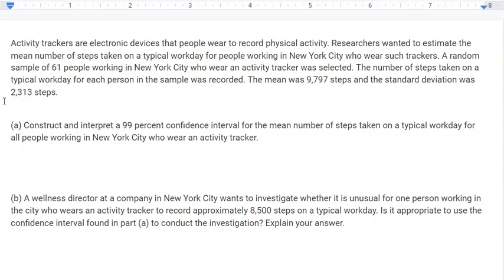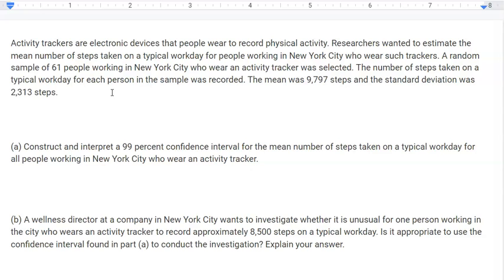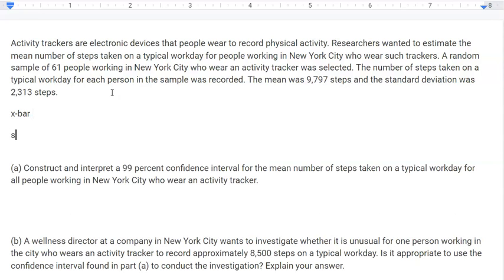2,313 steps. Before we even go into the problem, I want to point out what it is that we actually have that we're able to use in this problem. We were not given the population mean. We were given the sample mean, which is x bar, and we are given the sample standard deviation as well, which is usually s sub x. X bar, the sample mean, was given as 9,797. The sample standard deviation was given as 2313, and that was all we were given.